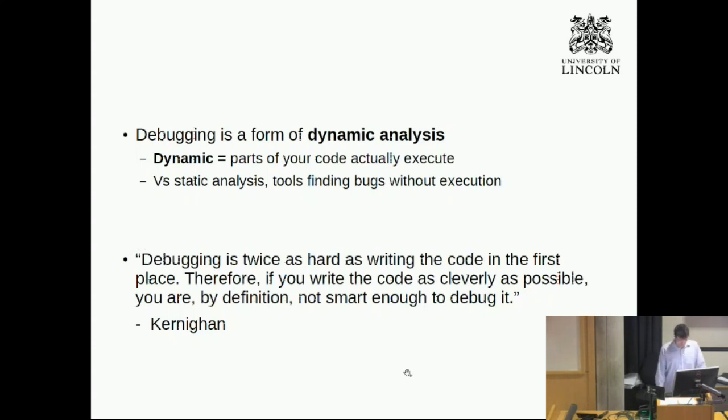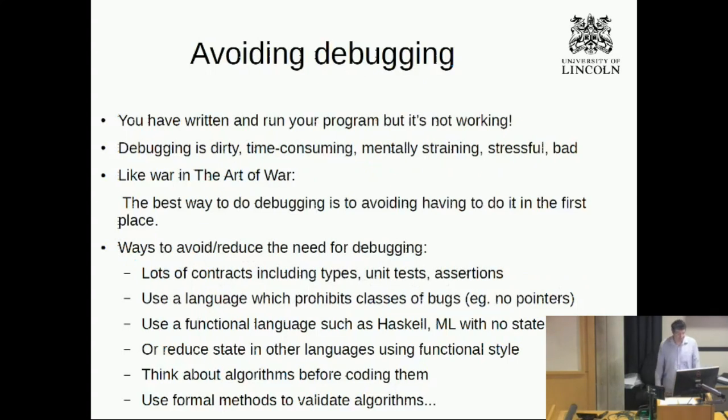Debugging is hard, okay? Brian Kernighan said, debugging is twice as hard as writing the code in the first place. Therefore, if you write the code as cleverly as possible, you are by definition not smart enough to debug it. Don't write clever code. Don't do weird stuff in C. Write code so that people can actually read it.